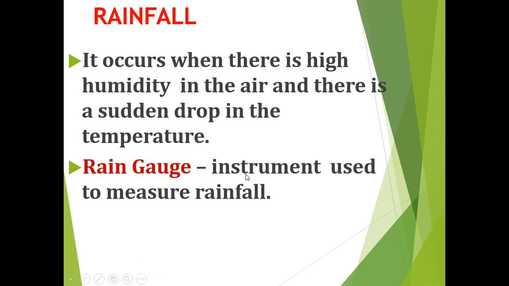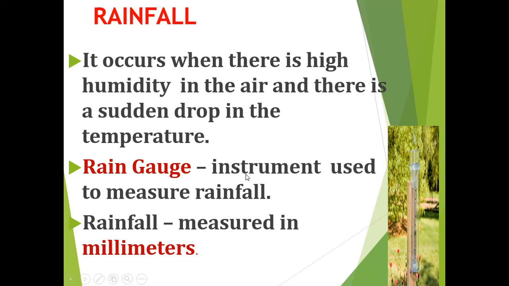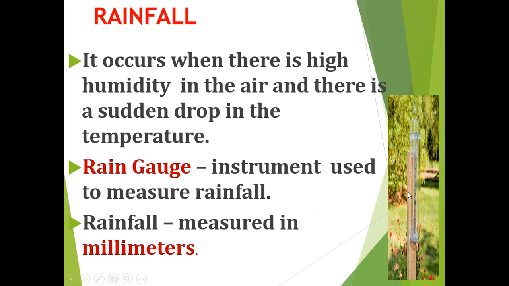And a rain gauge is an instrument which is used to measure rainfall. Here you can see in the picture, the rain gauge is the instrument used to measure rainfall, and rainfall is measured in millimeters. Understood, children? So, it occurs when there is high humidity in the air and it results in a decrease in temperature, and a rain gauge is used to measure rainfall.